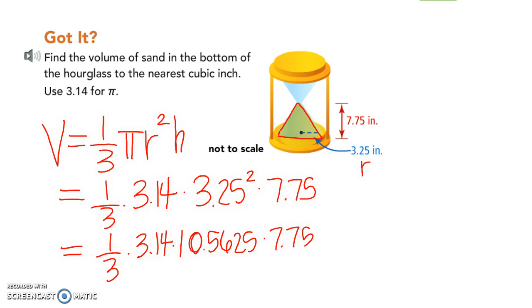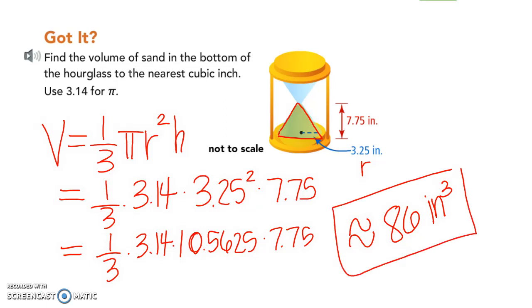And then times 7.75. So that gives me 257.03843. Now I'm going to hit divided by 3 in my calculator. And I'm going to round this to the nearest whole number. I'm seeing 85.679 blah, blah, blah. So since it's 85.6, that's going to round to 86. And that would be inches cubed. Okay? Rounded to the nearest whole number, like my directions said.